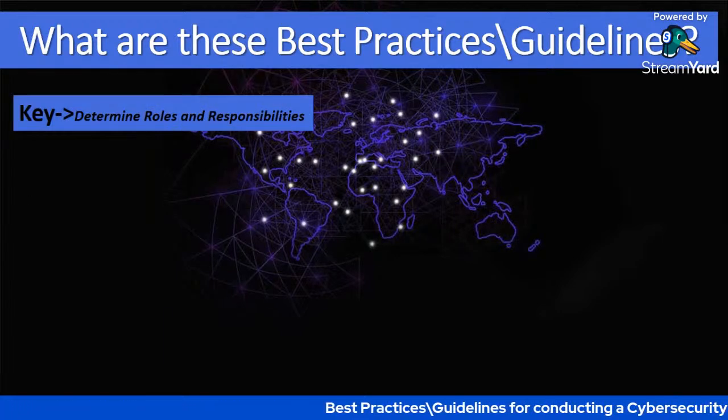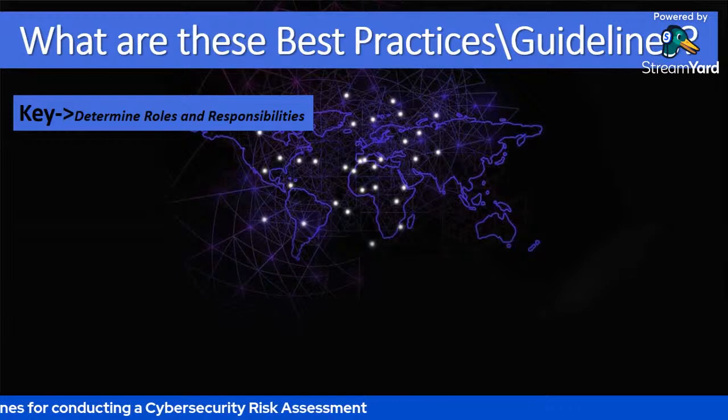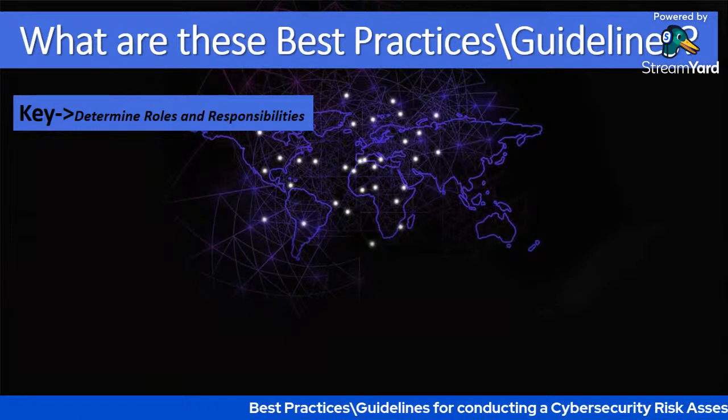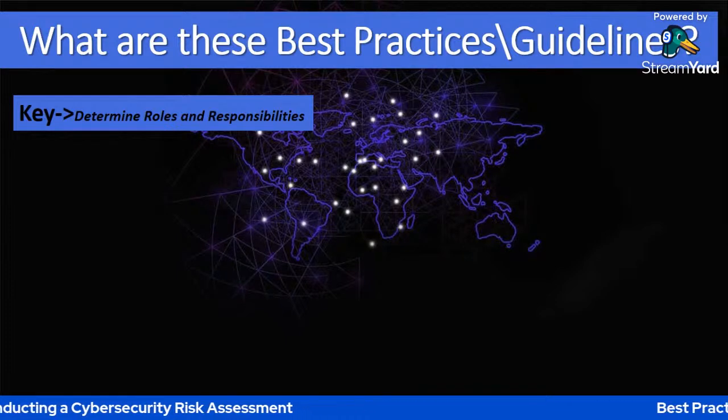And the first thing that we have, very importantly, is to determine roles and responsibility in this process. Now, to ensure that the stakeholders are aware of their expected roles in a risk assessment exercise, it is important that you state them clearly upfront, so all persons within the organization understand their responsibilities.